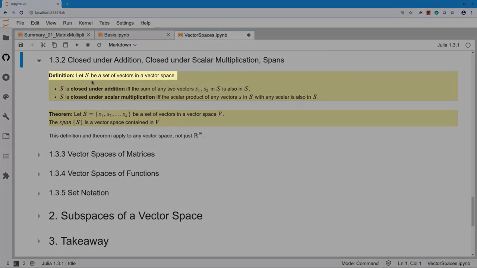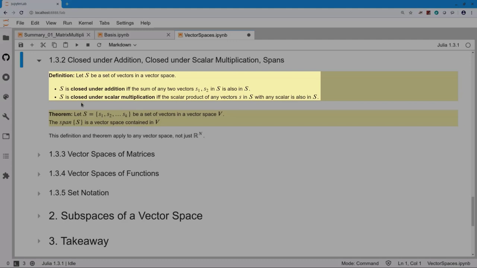Now, that leads me to add a little bit to our language. So let S be some set of vectors in a vector space. And what we have just seen is if I take two vectors in that space, I want their sum to also be in that space. If that's true for any vectors, then I say that that space is closed under addition. So what closed under addition means is simply any sum of vectors in this set is still in this set. Similarly for scalar multiplication. Pick any one vector in this set, scale it by any one constant, the result is still in this set. So closed under addition, closed under scalar multiplication.